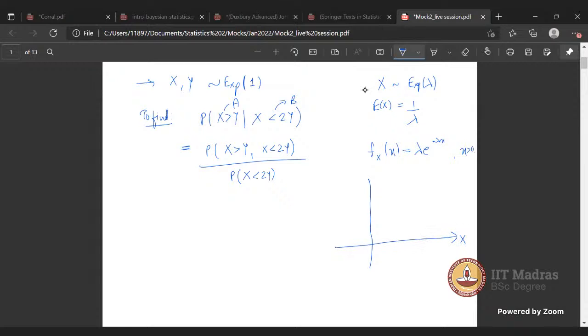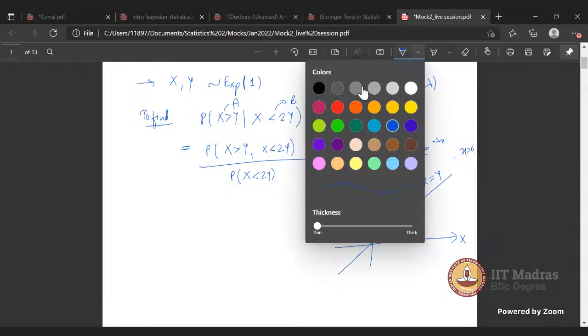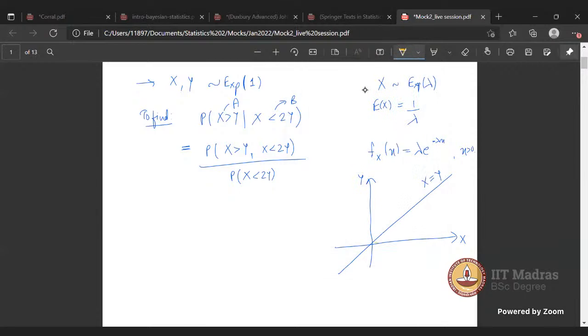So if this is your x, this is your y. The first thing is x is greater than y, and second is x is less than 2y. So we will draw x equals y. This is your line x equals y, and we have to find the region x is greater than y. So this region is going to be x is greater than y.